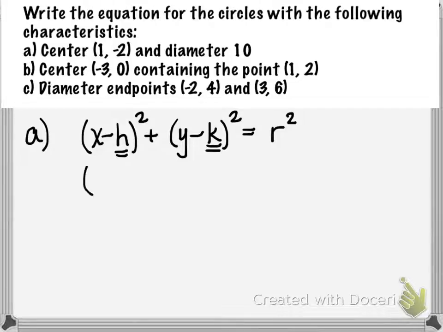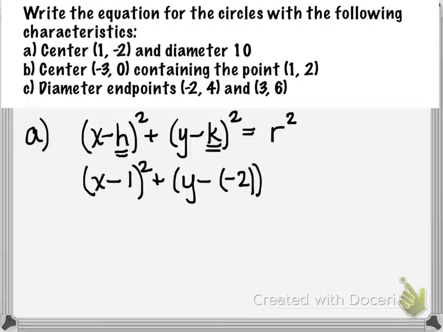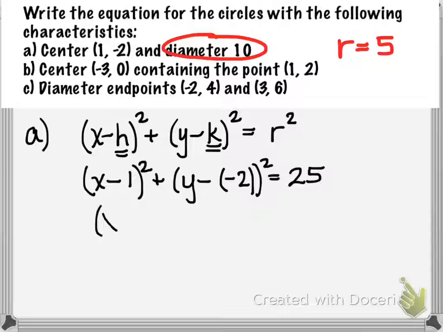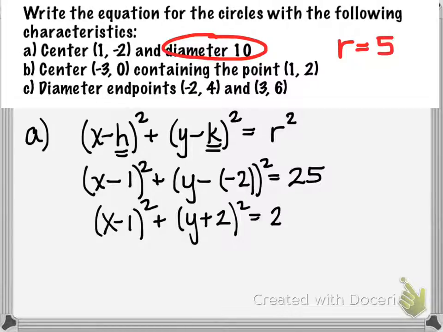So since our center is (1, -2), we'll have x minus the x value of the center, so (x - 1)², plus y minus the y value of the center, (y - (-2))², equals the radius squared. But since the diameter here is 10, the radius is half the diameter, so the radius is going to be 5. So 5 squared here would be 25. So the equation for this circle is (x - 1)² + (y + 2)² = 25.